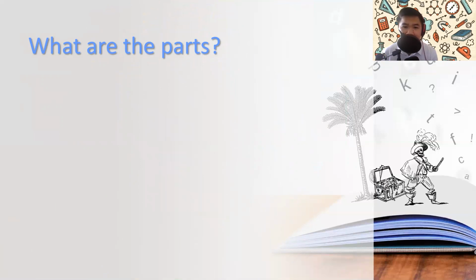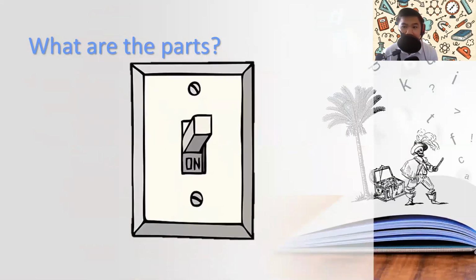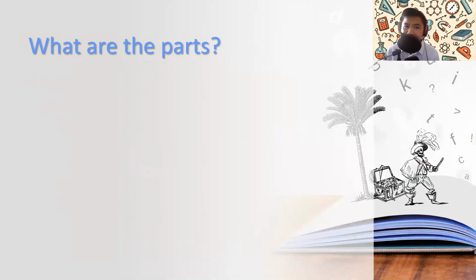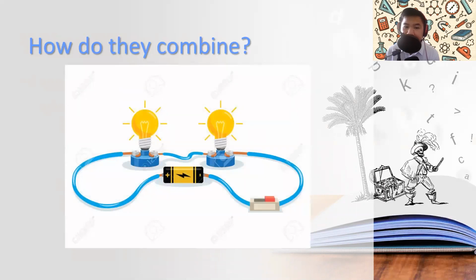And finally, we have the switch. Of course, if there's electricity, we humans might die if we touch it. So we need something to stop the electricity from moving and to make it move whenever we want to. So when you combine all of this, it will look like this. You see that? That is a simple electric circuit.